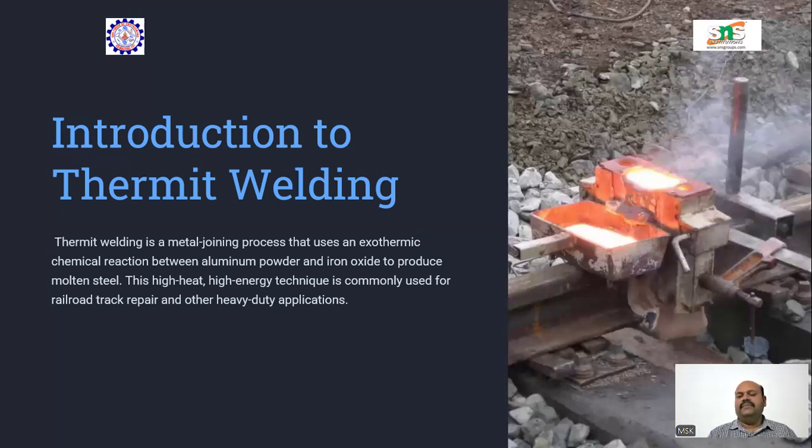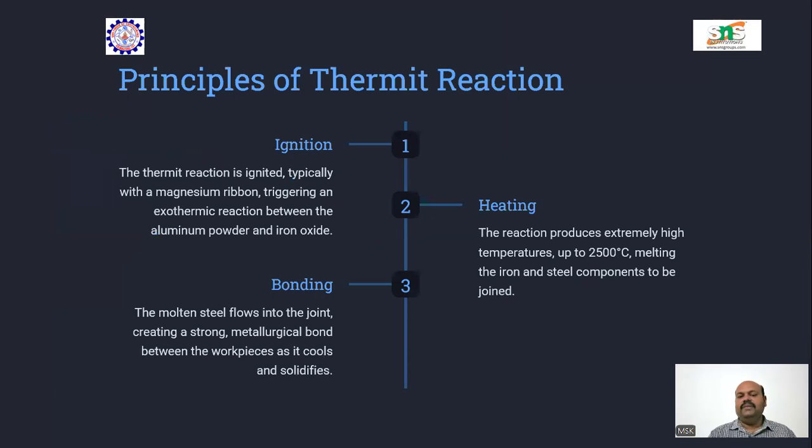So it's a metal joining process where exothermic chemical reactions between aluminum powder and iron oxide take place. So aluminum powder and iron oxide are mixed, and then due to the chemical reaction, after the combustion of these two mixtures, we are getting a molten metal, and this molten metal is filled into the cavity between the two rails. So this high heat, high energy technique is commonly used to connect railroad tracks, for repair, and in other heavy duty applications. Let us go into the topic deeper.